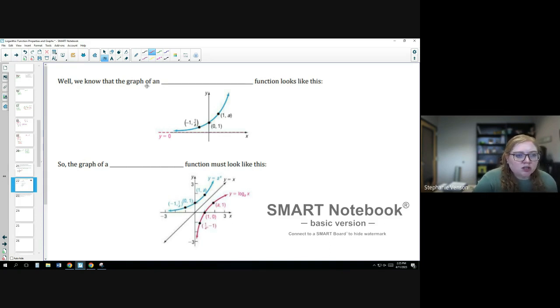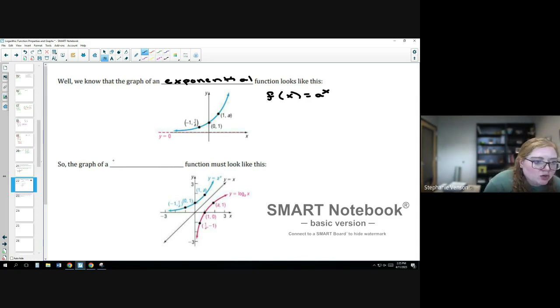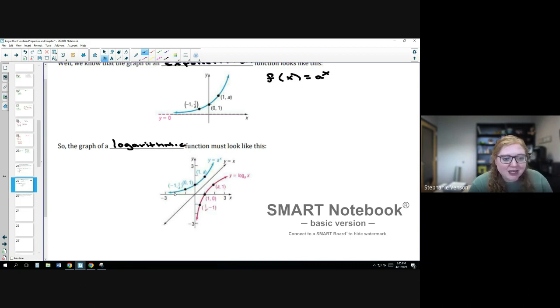Well, we know that the graph of an exponential function looks like this. So there's your first blank there, exponential. How do we know that? We know that because we studied it in the last lesson. We memorized it. We added it to our library of functions. That is what the parent function for an exponential looks like. Remember, we called it f of x equals a to the x? So the graph of a logarithmic function, there's your blank here, has to look like this.